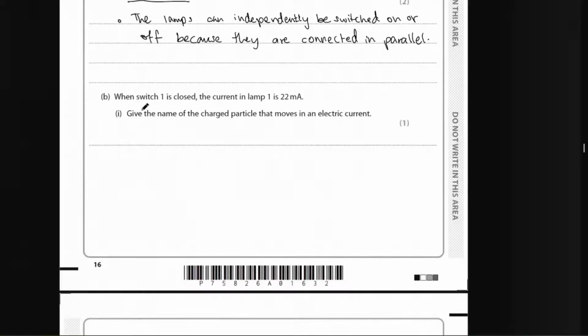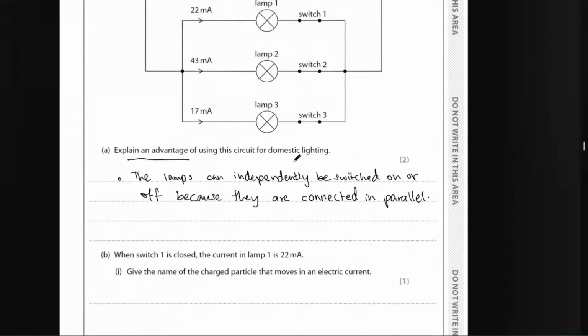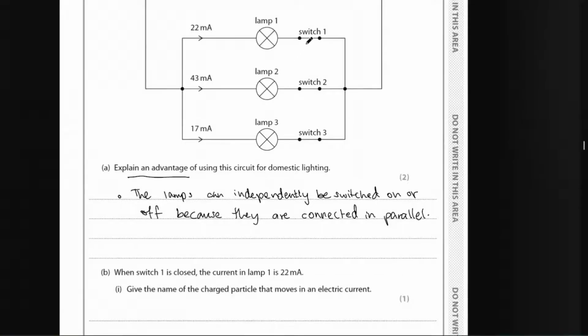Okay, number B. When switch 1 is closed, the current in lamp 1 is 22 milliamperes. So let's have a look. When switch 1 is closed, it is closed at the moment. The current in lamp 1 is 22 milliamperes. Give the name of the charged particle that moves in an electric current. So it is the electrons that move in an electric current. So we can write down electrons.